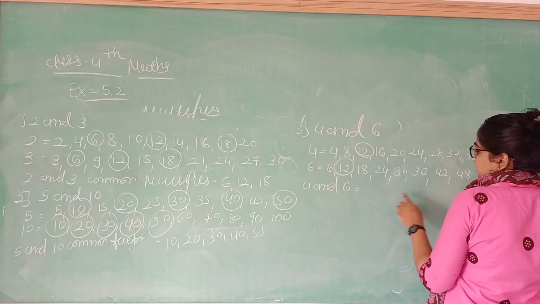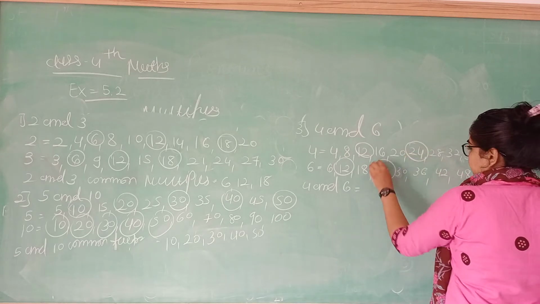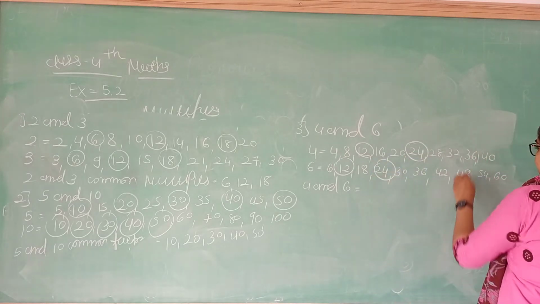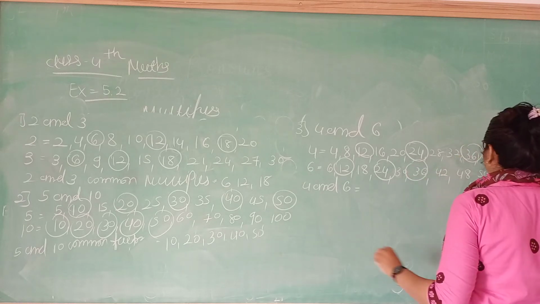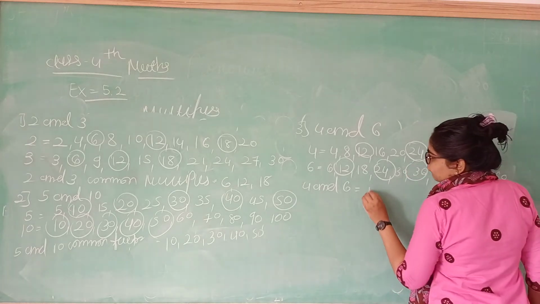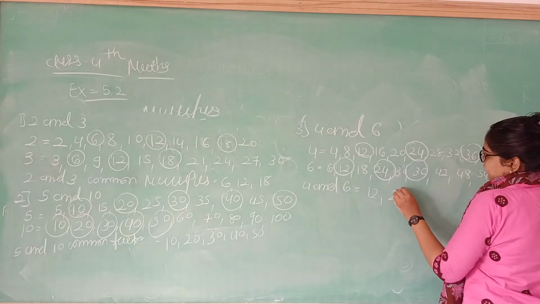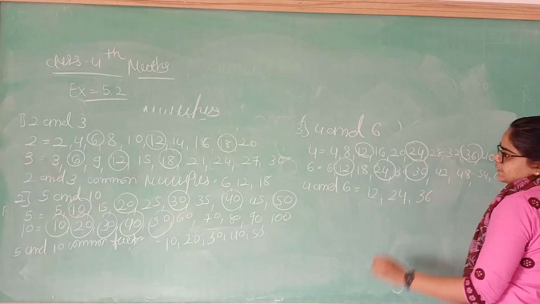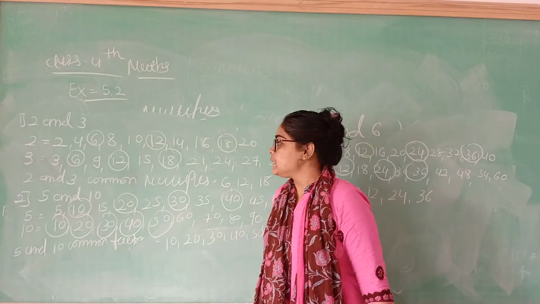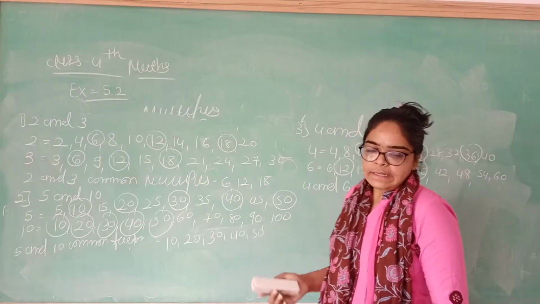Then which numbers are common? 24, then after, 36. Done. Then 12, 24 and 36 are the common multiples of 4 and 6.